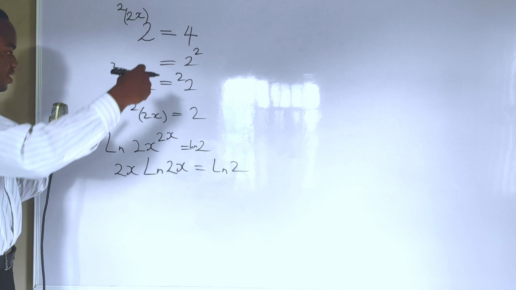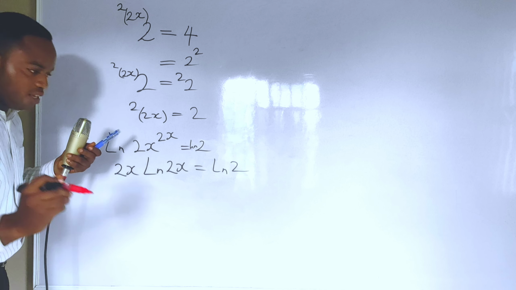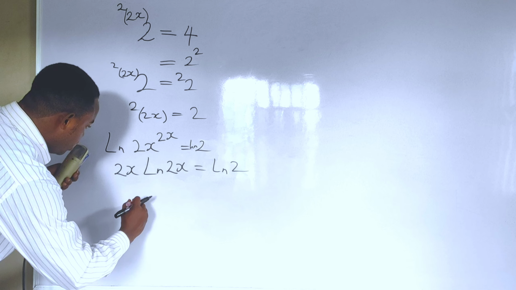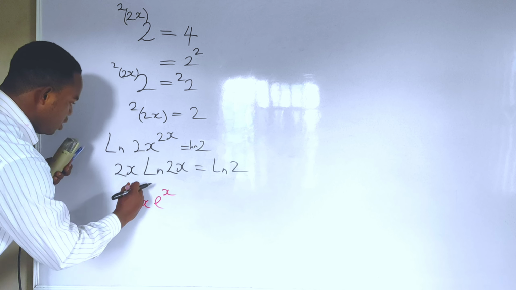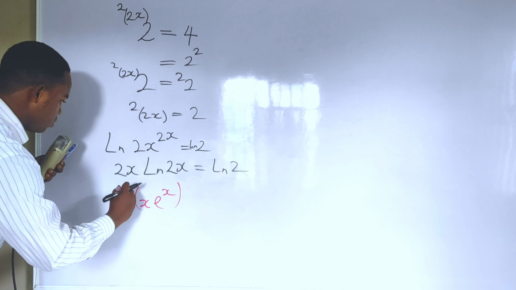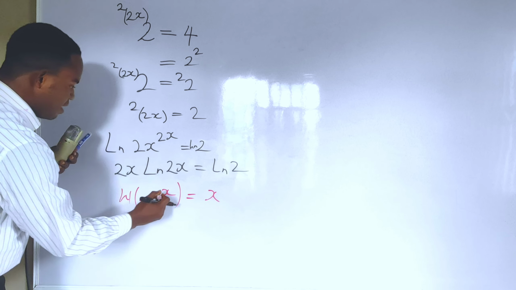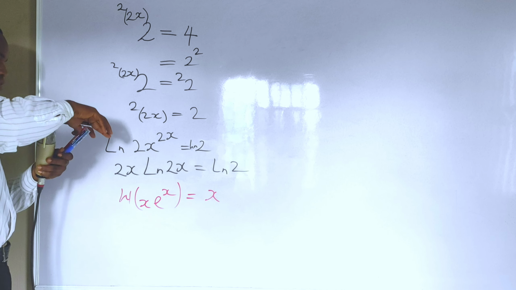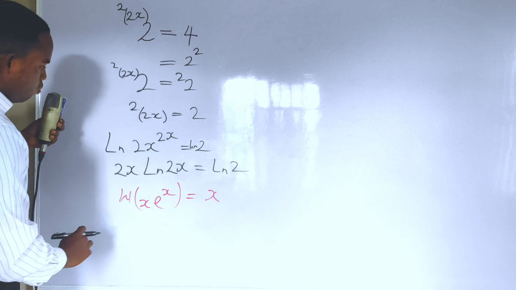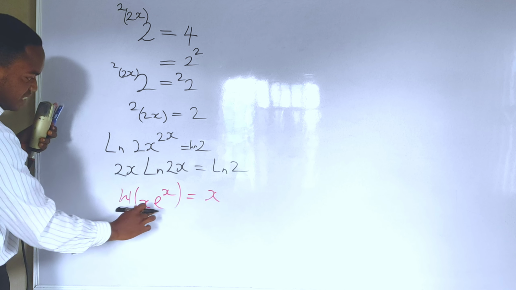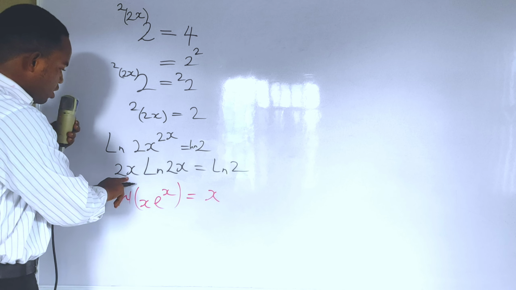The property of the Lambert W function we want to make use of is that when you have an expression in the form x e to the x, if you take the product log of this expression, it gives you this part right here. Okay? And that is what we are trying to achieve here. So we want to rewrite this expression such that it is similar to this form. And how do we do that?